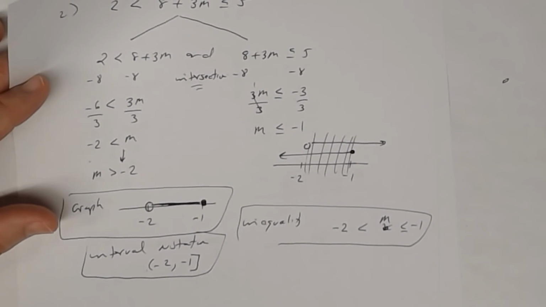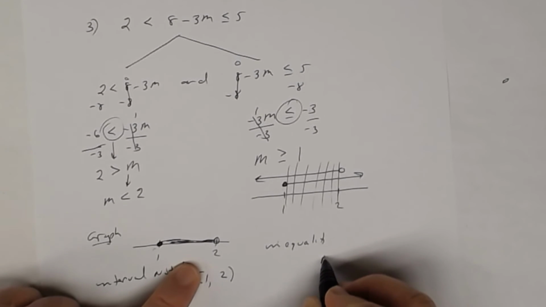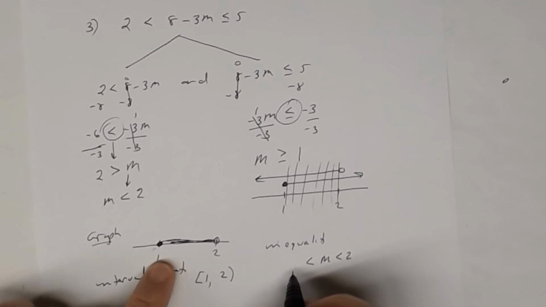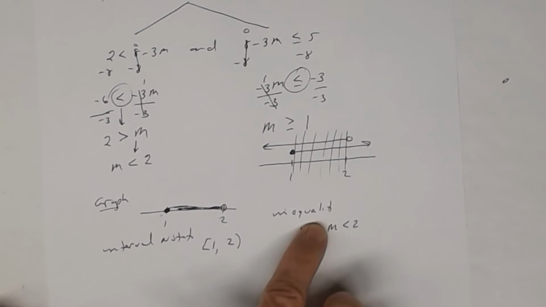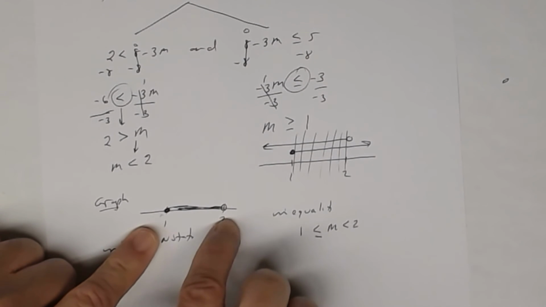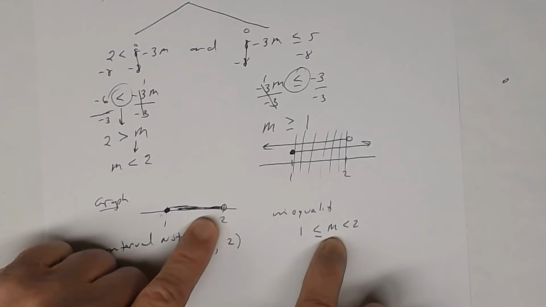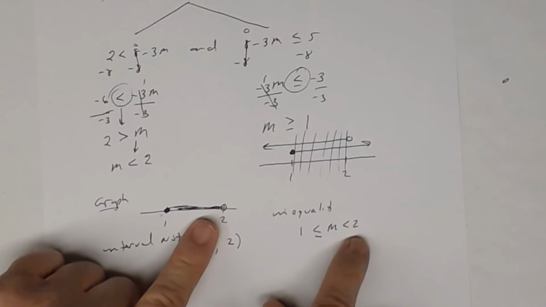Okay. So just make sure the variable is consistent. All right. So the inequality notation would be where m is less than 2, and at the same time m must be greater than or equal to 1. So the inequality for this is this. M is between 1 and 2. Including 1, so you see an equal sign, and not including 2, so you don't see an equal sign.